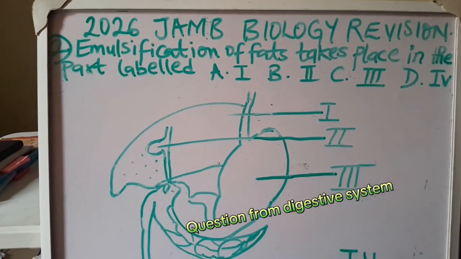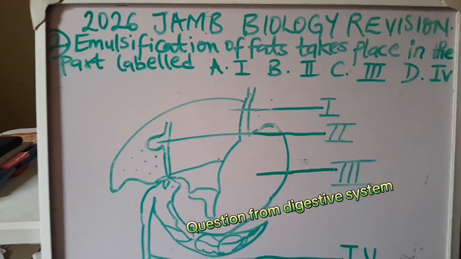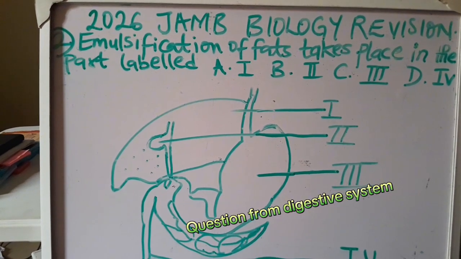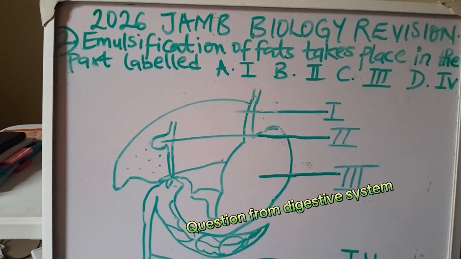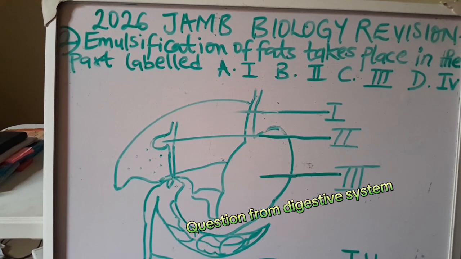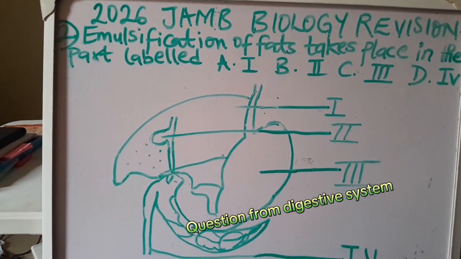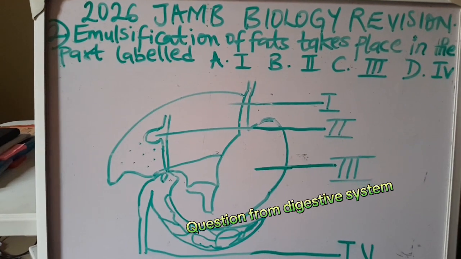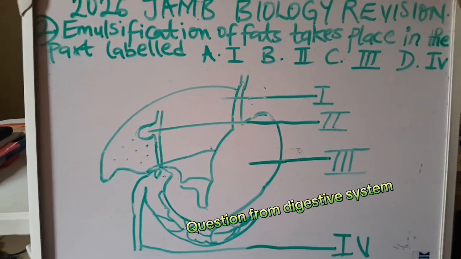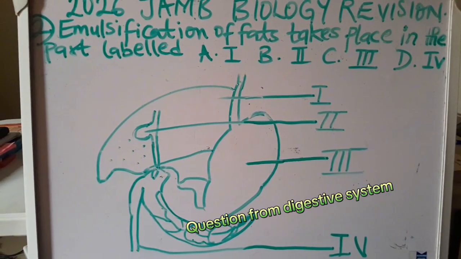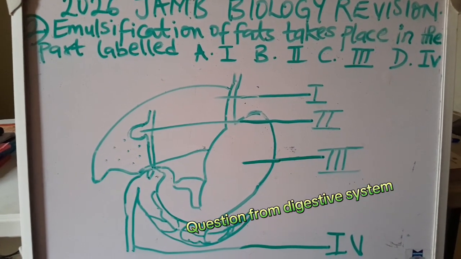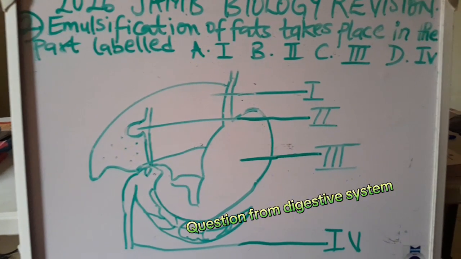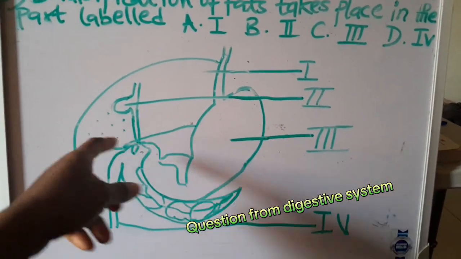Emulsification means to break fats, because fats are actually large globules made up of fatty acids, made up of triglyceride bonds. So they need to be broken. Breaking them down into tiny droplets is what we call emulsification of fats, and it is always done with the help of a greenish substance produced by the liver we call the bile.